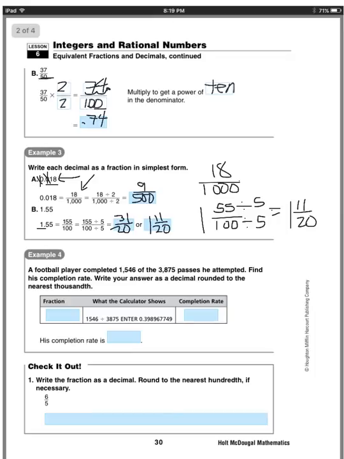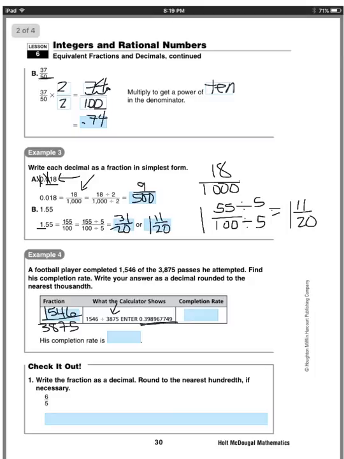A football player completed 1,546 of the 3,875 passes he attempted, find his completion rate. Write your answer as a decimal, rounded to the nearest thousandth. So, our fraction is what he completed over the total attempted. So it would be 1,546 completions over 3,875 attempts. Okay, you would type that into your calculator with the top number first, the bottom number second, and you get this answer here.